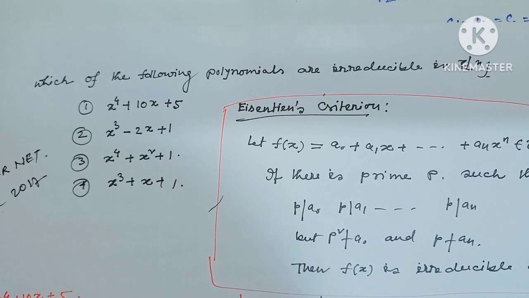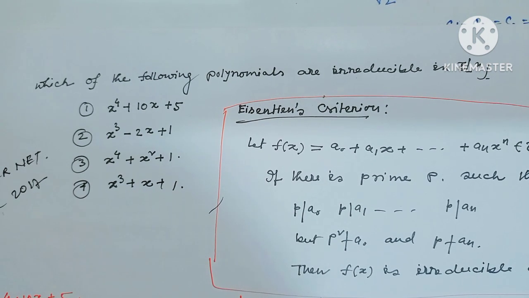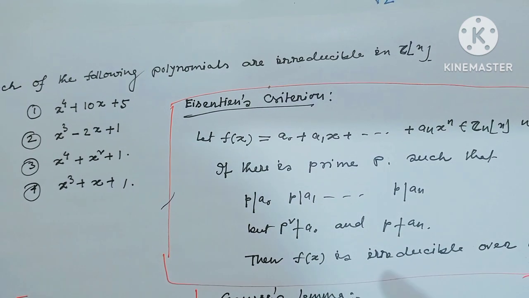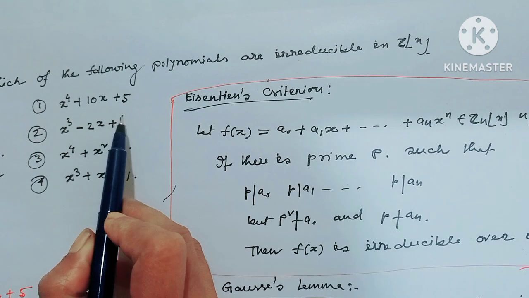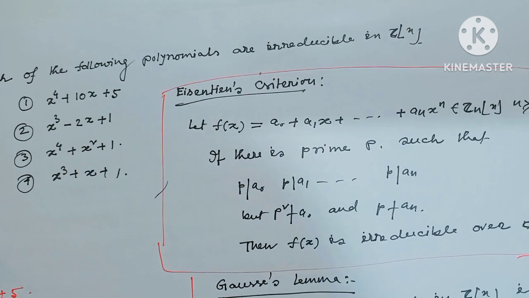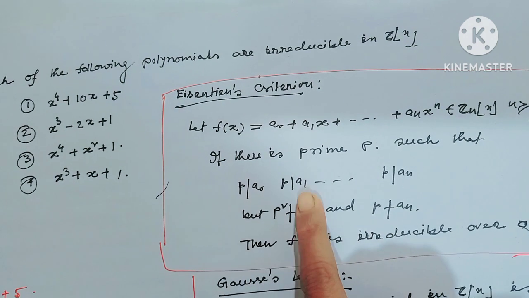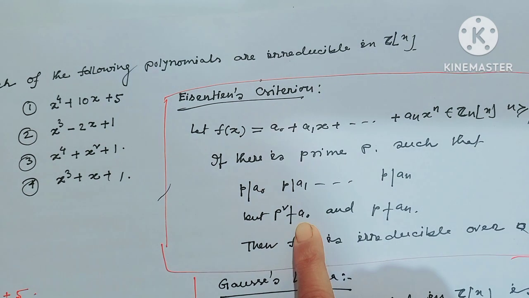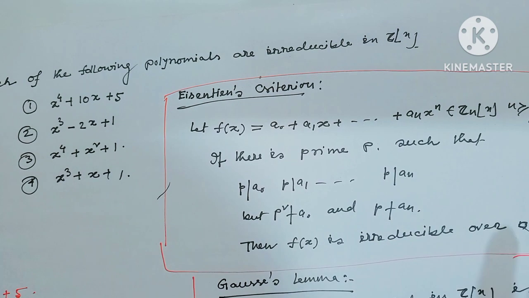For the first option, I will use Eisenstein's criteria, because all of us know this is the Eisenstein's criteria. Here, x to the power 4 plus 10x plus 5. For this, the criteria is if there exists a prime p such that p divides a0, p divides a1, up to a(n-1), but p square does not divide a0 and p does not divide an, then f(x) is irreducible over Q.